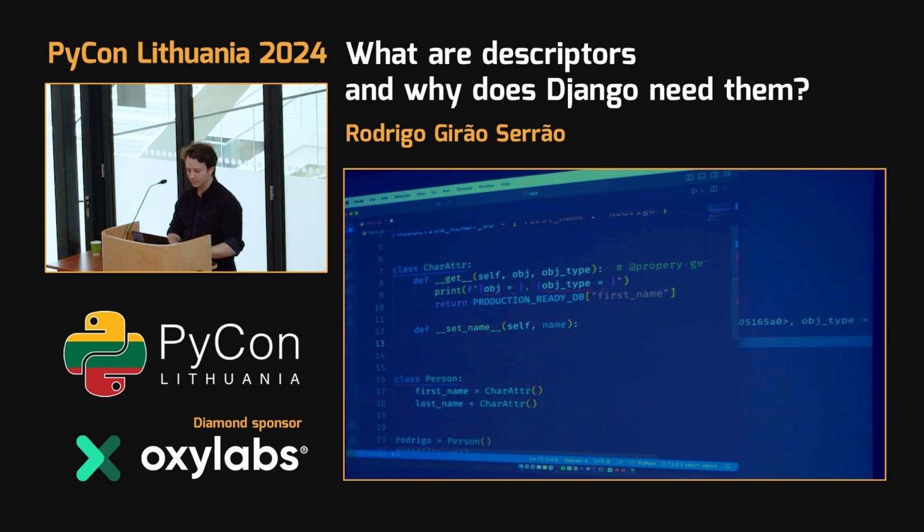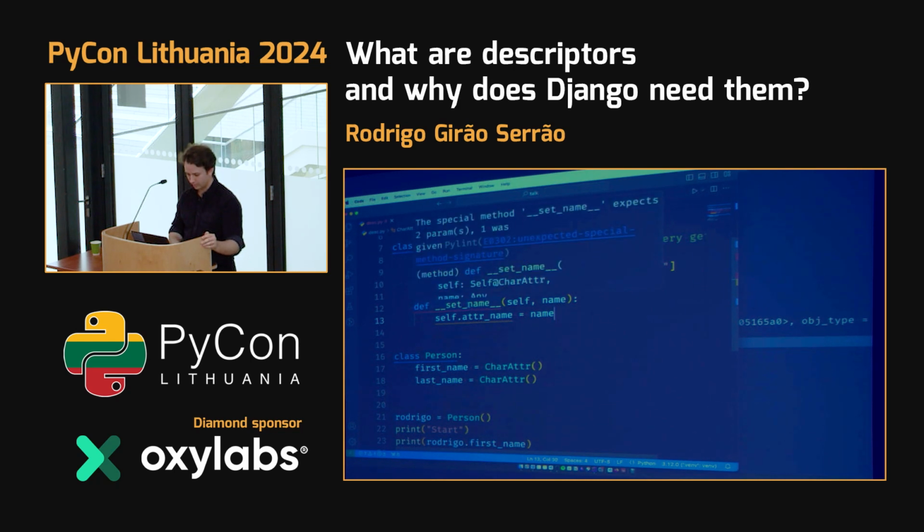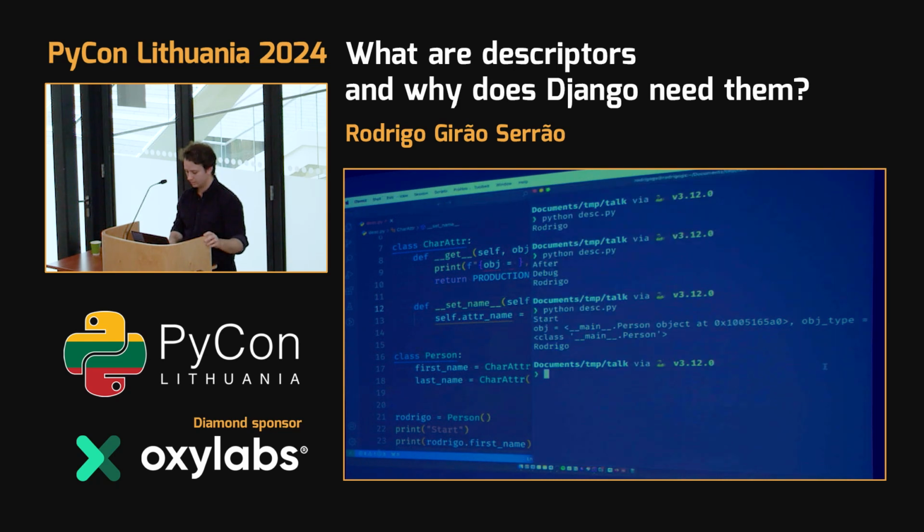And typically what you do is, inside this char attribute, you save the name of the thing, so that later on you can retrieve it. So we'll save the attribute name, and it's already complaining. Excellent. No, wait, a special method set name expects two parameters, one was given. Right, so I'm probably missing the object, something like that. Let's see if it works.